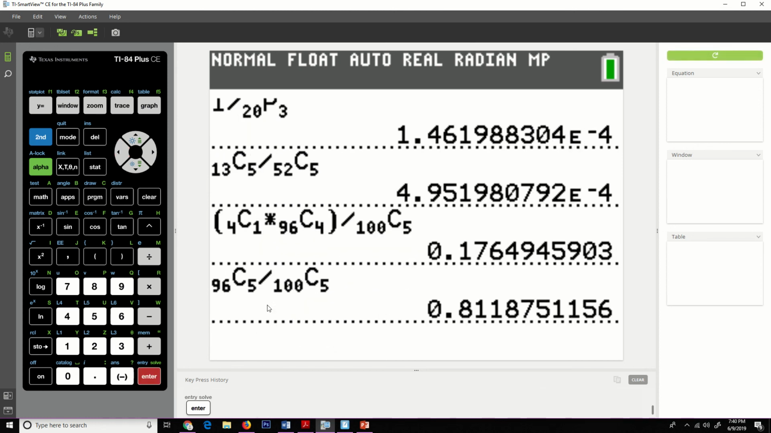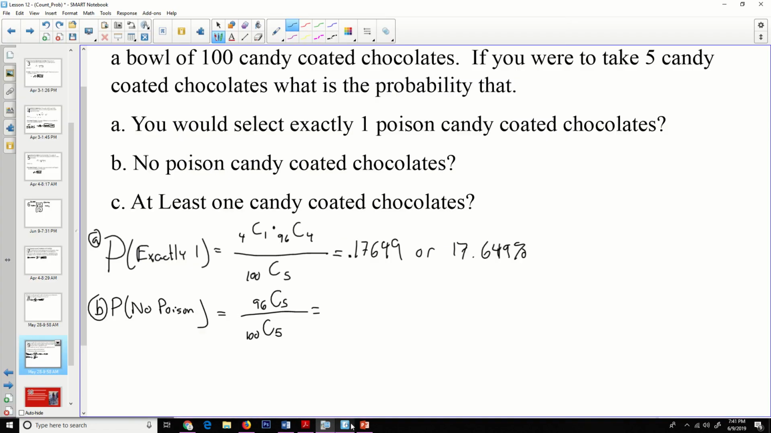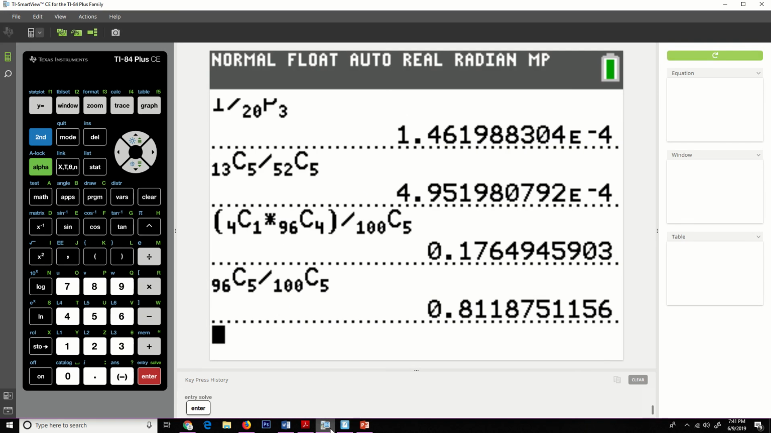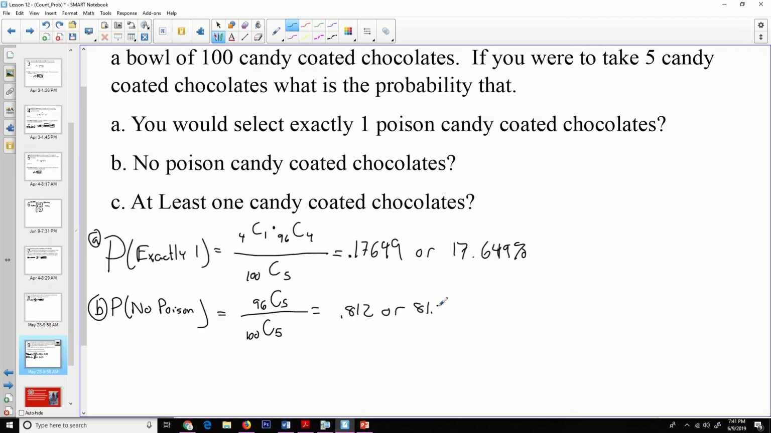And so there's a 0.81812, or 81.812% chance that you would get no poison.